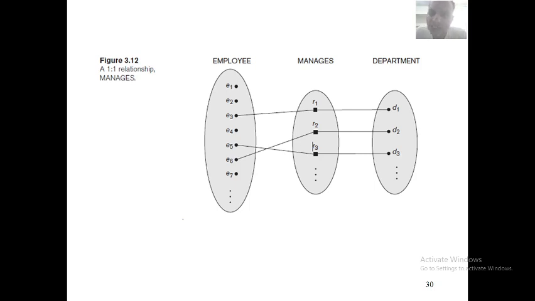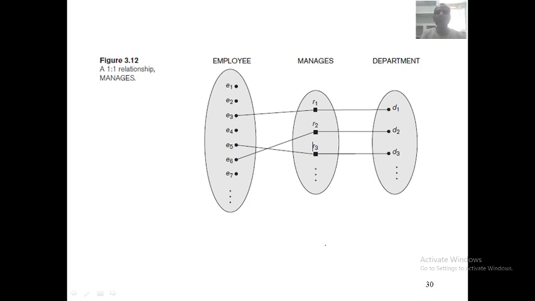Yes, for the MCA department, only one manager. For the sales department, one manager. For the CS department, one manager. For the mechanical department, one manager, meaning HODs. Here manager means HODs. Got it? So one department, one manager. There are so many employees who can work for that department, but there will be only one employee who is working as a manager. So the cardinality ratio will be 1.